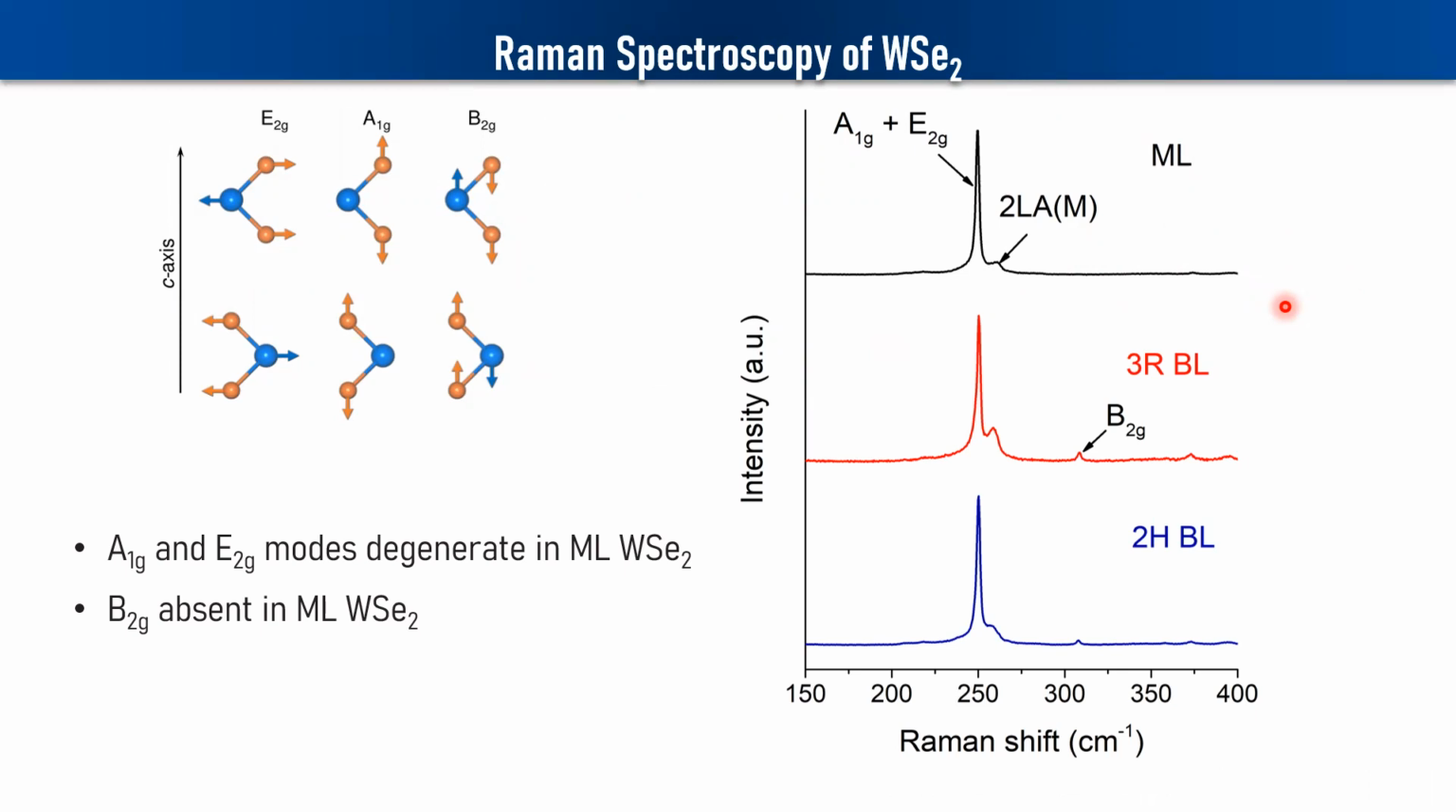Which one? The A1G? B2G. The B2G, in bilayer or 2H bilayer or 3R bilayer. Yeah, actually, I'm not very sure because I have never done this polarized Raman. We don't have the facility, so I'm not very sure about the polarization dependence of this. Okay. Thank you.